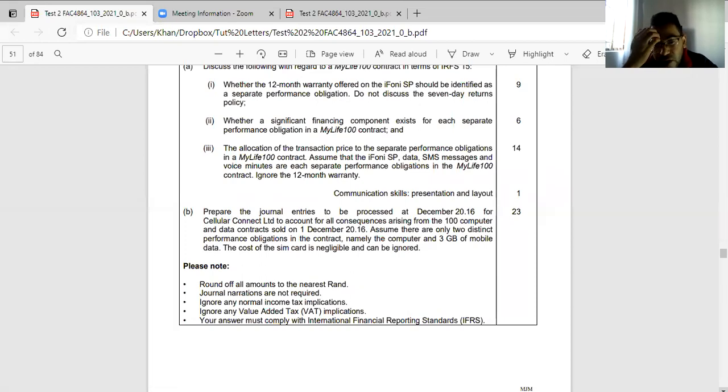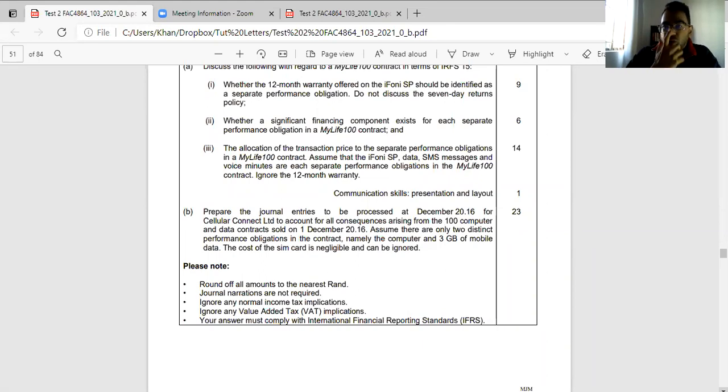Round off all amounts to the nearest rand. Journalisation is not required. Ignore normal tax implications. Ignore value-added tax. Your answer must comply with International Financial Reporting Standards. So they want everything at 31 December 2016 relating to this.